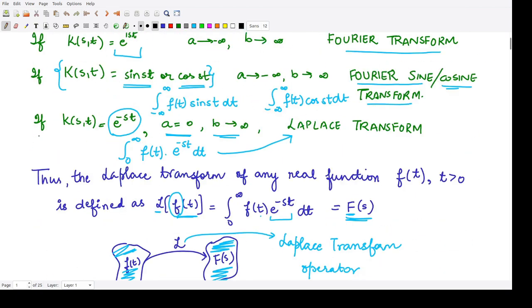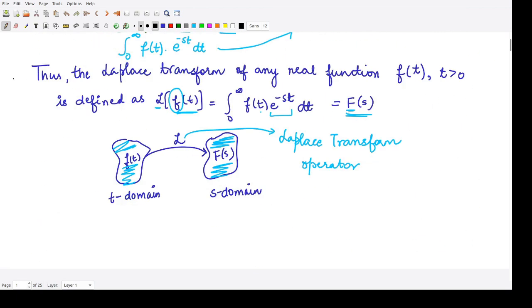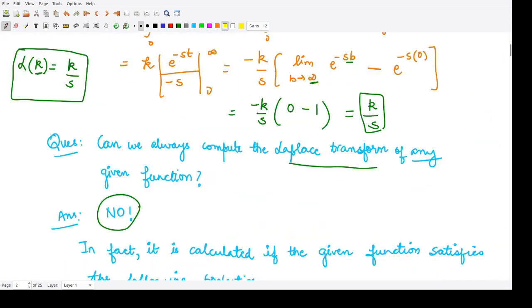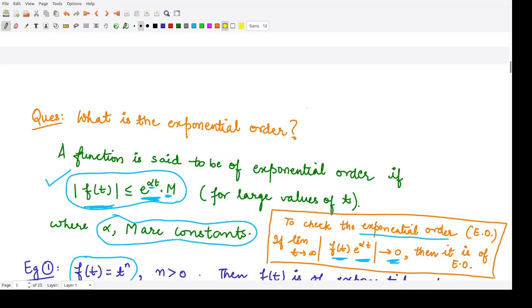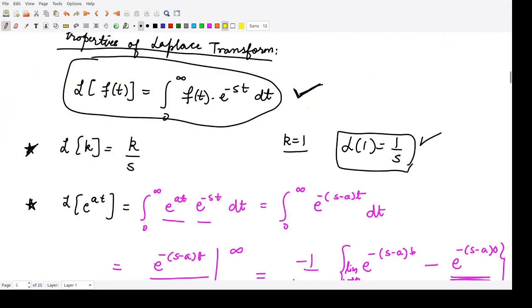That means when you have some function f of t, so this is the given function f of t, what would be the Laplace transform for this function? It would be integration from 0 to infinity, that same function f of t, and then e to the power minus st dt. So this was the definition for Laplace transform. Then we have seen what are the different properties for Laplace transform.